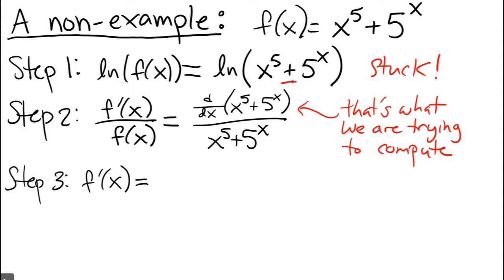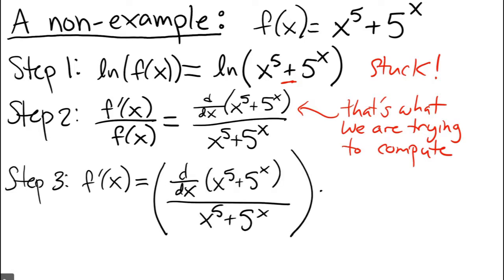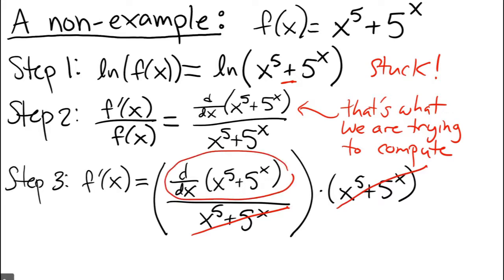So, as always, I just copy exactly what I have on step 2, and then I have to multiply by f of x, by x to the 5 plus 5 to the x. Now look at what happens here. We have the exact same thing in the denominator and over here, so they cancel, and we're just left with this, the derivative of x to the 5 plus 5 to the x. That's a pretty silly statement. Look what we've written here. If f is x to the 5 plus 5 to the x, then f prime is the derivative of x to the 5 plus 5 to the x. Duh! This was not very helpful.